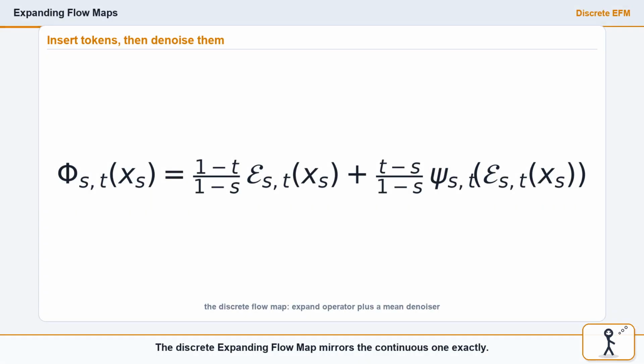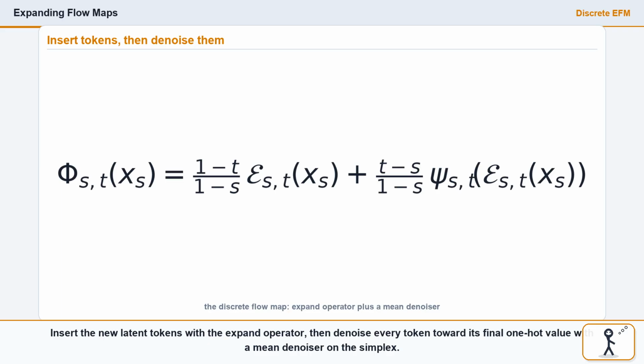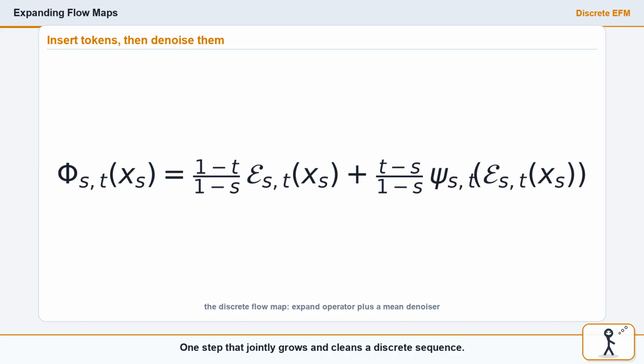The discrete expanding flow map mirrors the continuous one exactly. Insert the new latent tokens with the expand operator, then denoise every token toward its final one-hot value with a mean denoiser on the simplex. One step that jointly grows and cleans a discrete sequence.